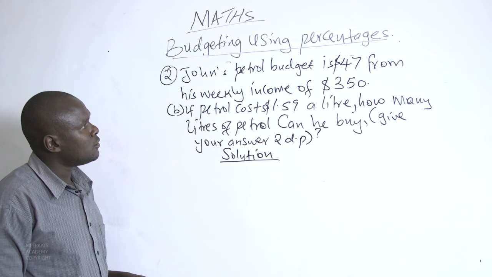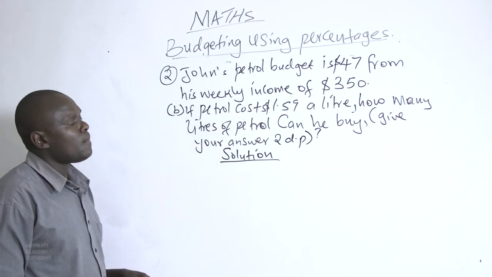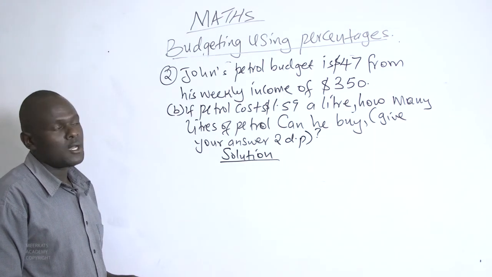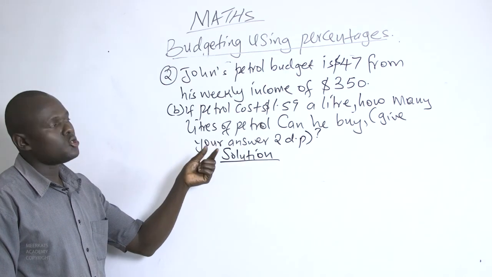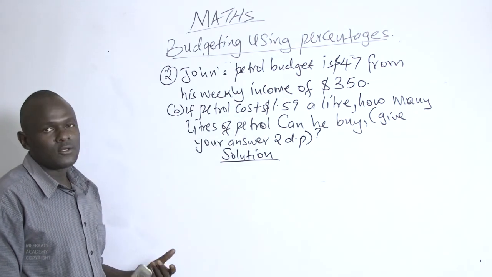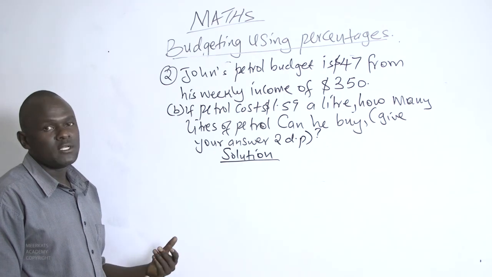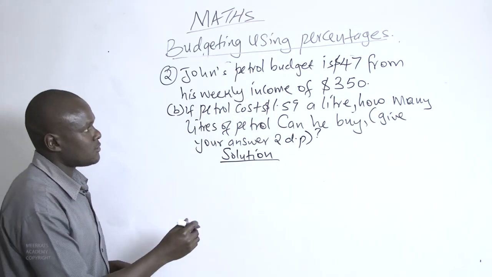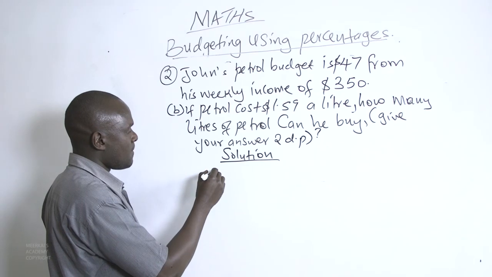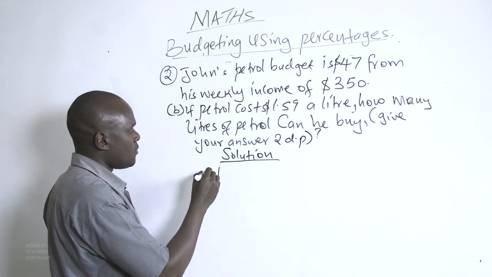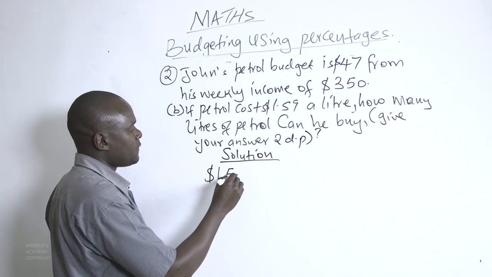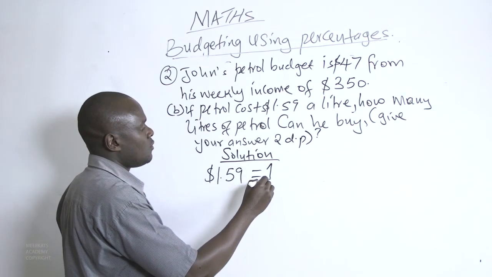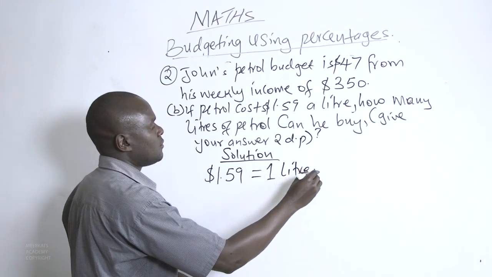We want to know if John spends $47 in a week to buy petrol, and a liter of petrol goes at $1.59, how many liters will he be able to buy using the $47? This means $1.59 can buy 1 liter of petrol.